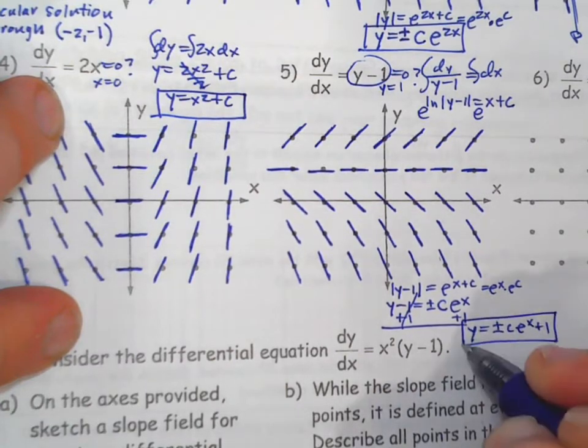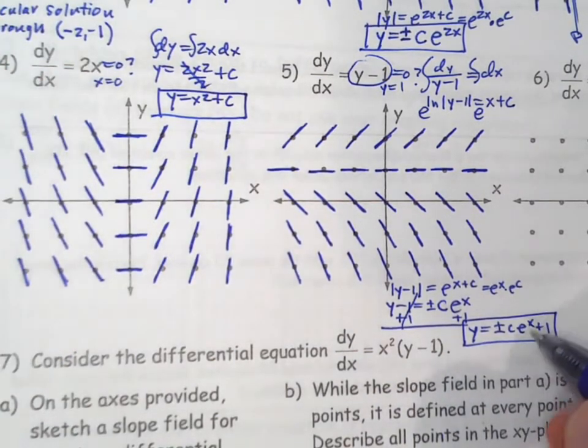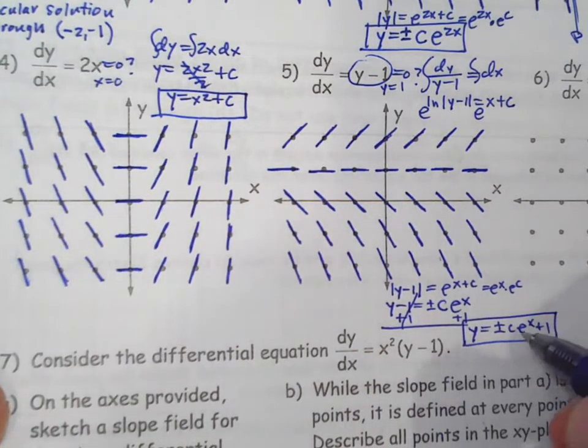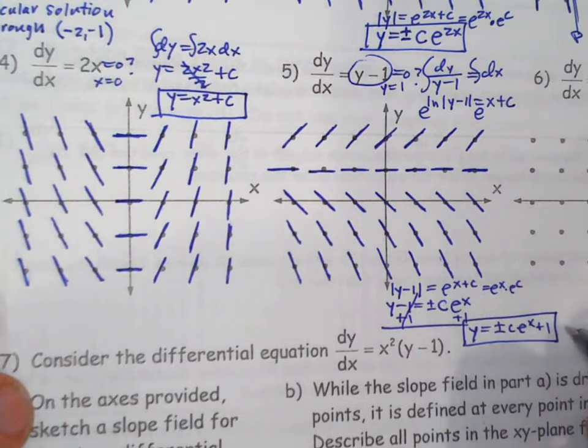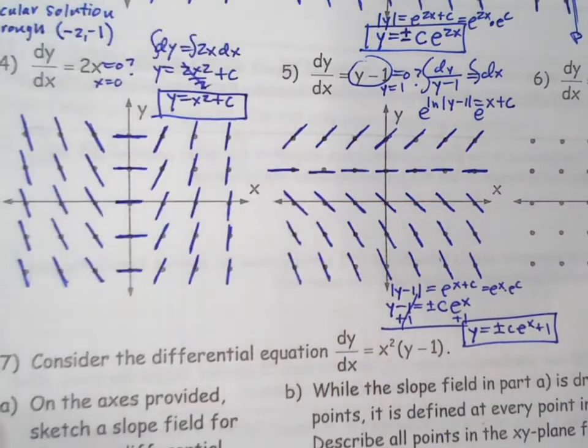So sure enough, this is the general solution. It's an exponential, up or down, steeper or less steep, shifted up 1 no matter what. Makes sense with the graph, right?